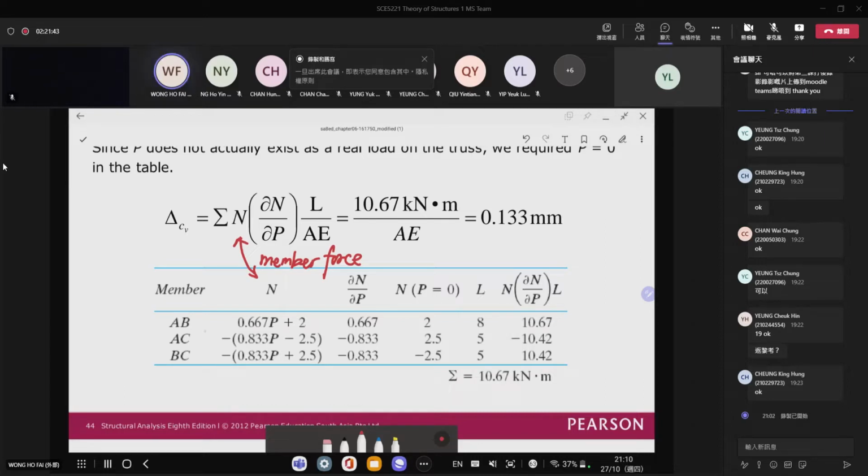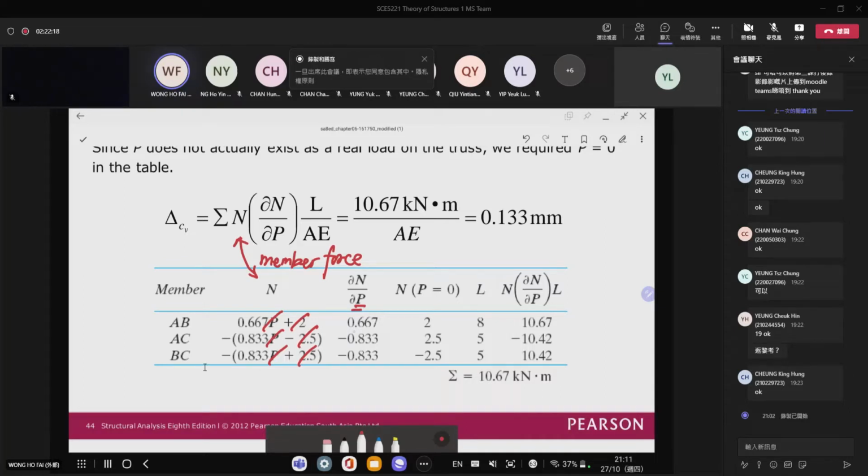And then you can take differentiation with respect to P. So this one is easy. If you take a look, differentiation is again simple. If you differentiate a constant, you just take it away. And then if there's a P right there, you just cross out the P, then it becomes 0.667, 0.833, and then negative 0.833.